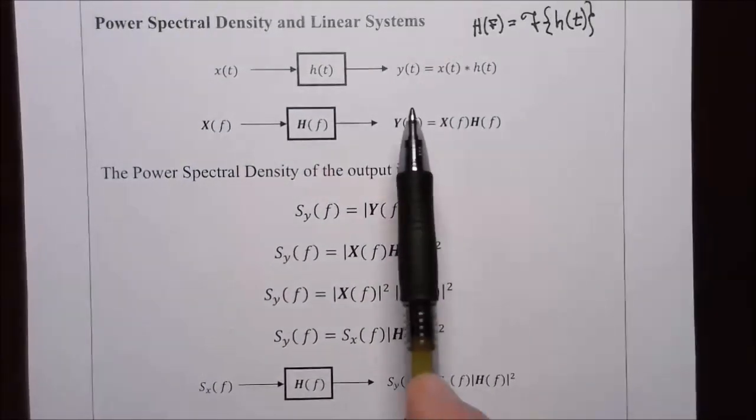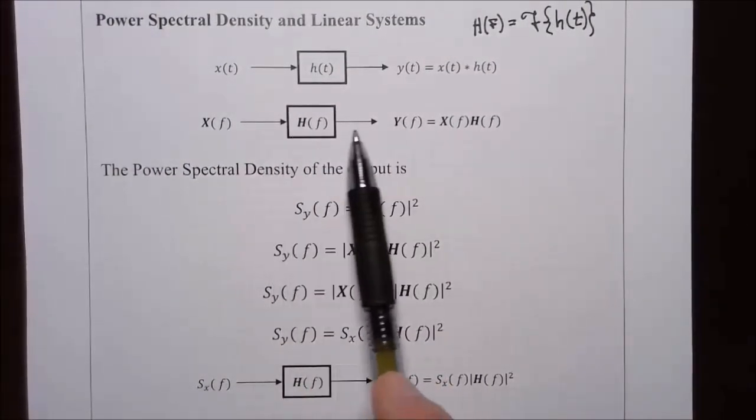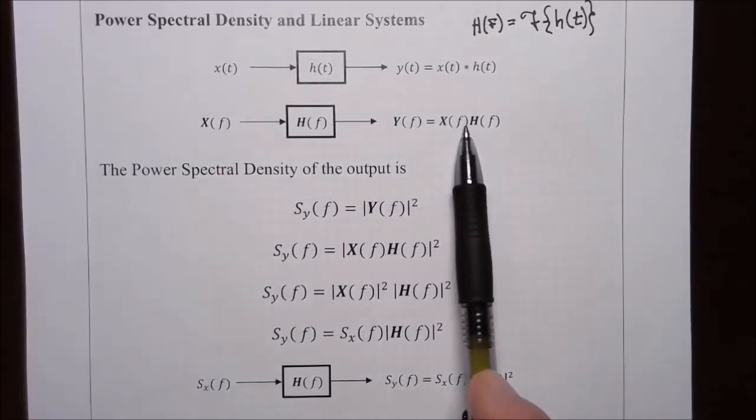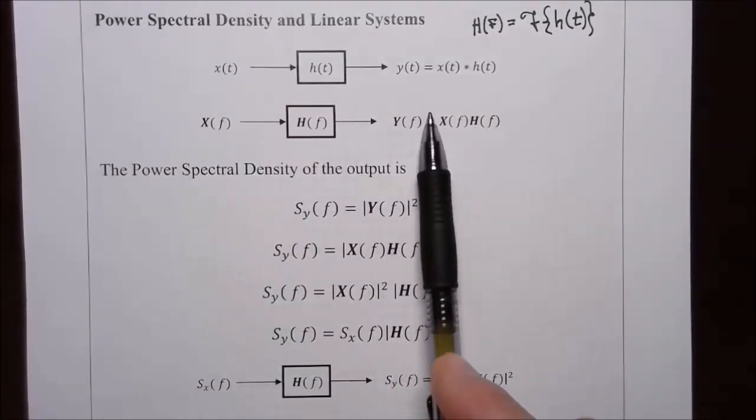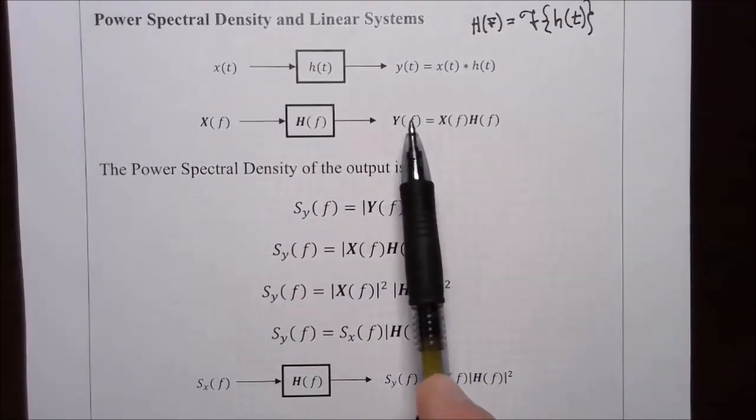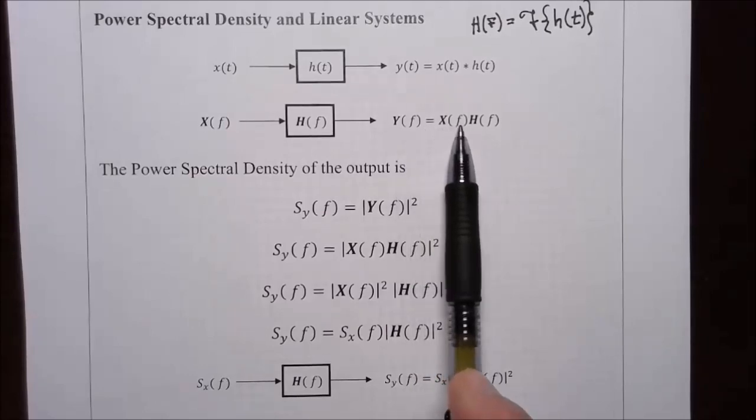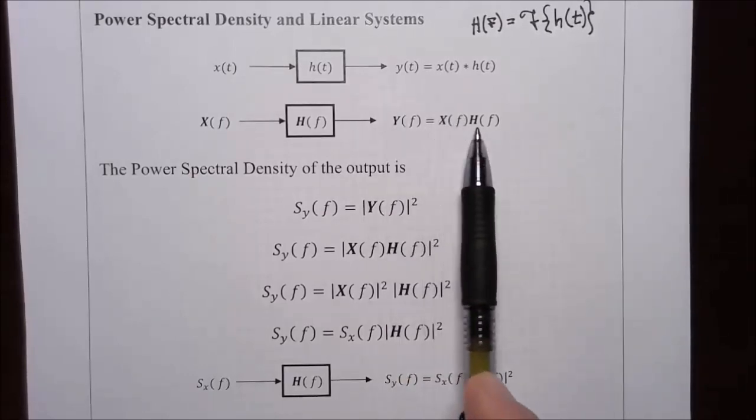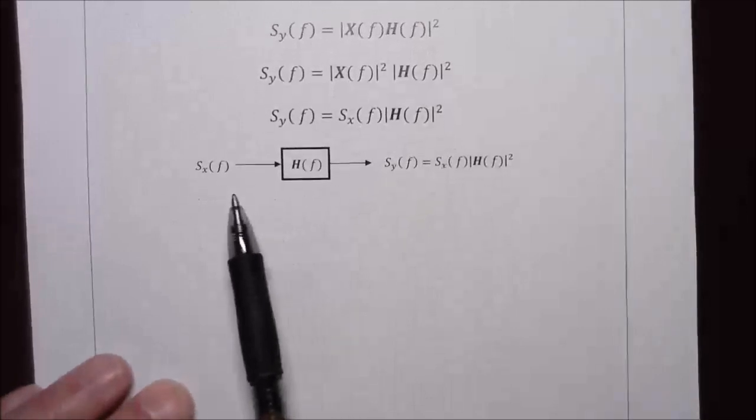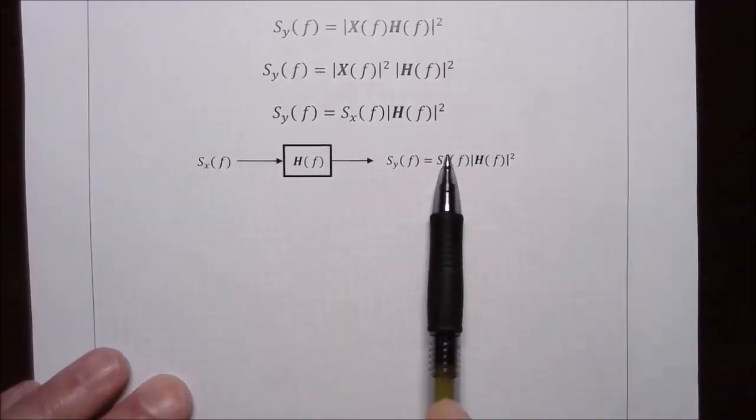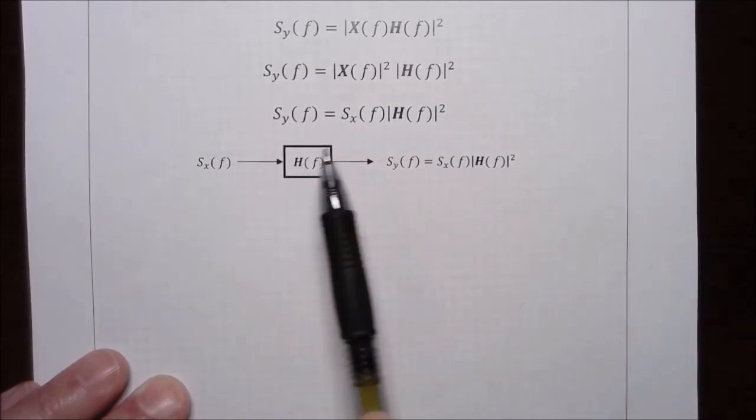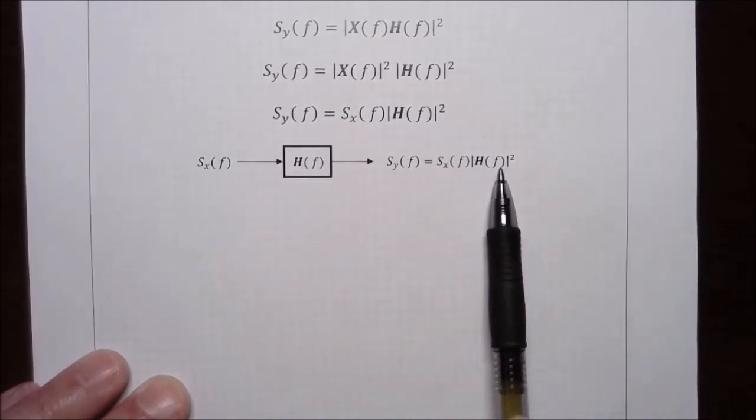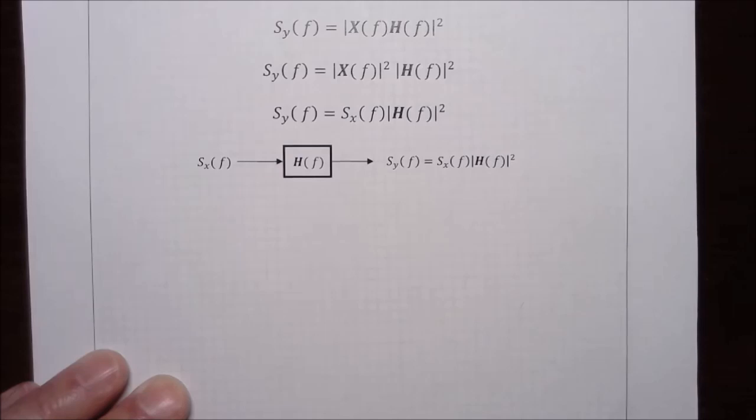Now this is a little bit of a different result than we are accustomed to. We are accustomed to the Fourier transform of the output being equal to the Fourier transform of the input times the transfer function, but the power spectral density of the output is equal to the power spectral density of the input times the magnitude squared of the transfer function.